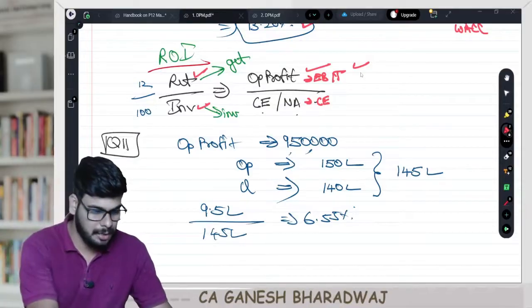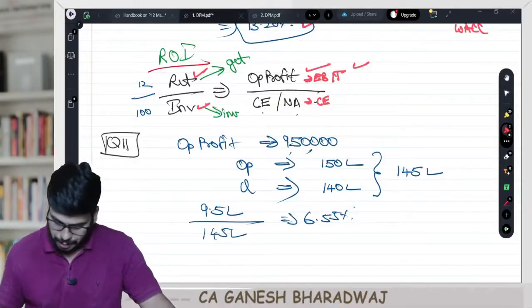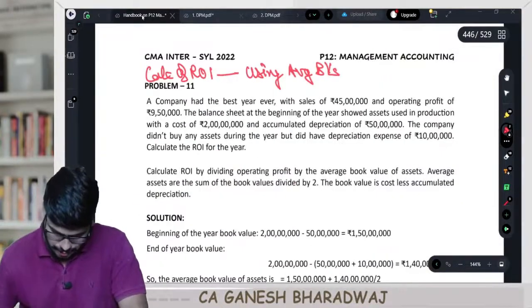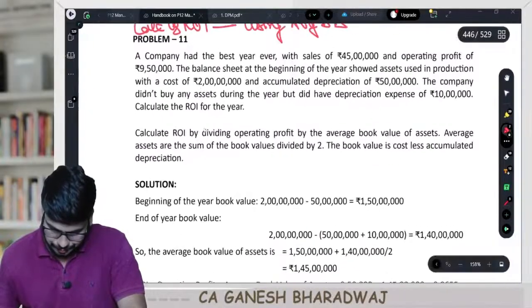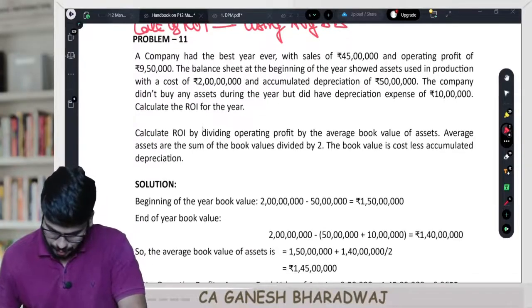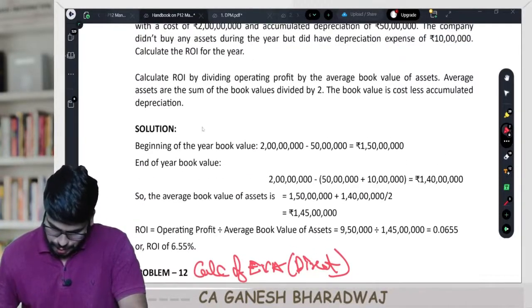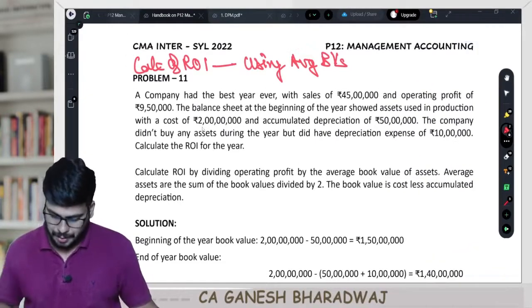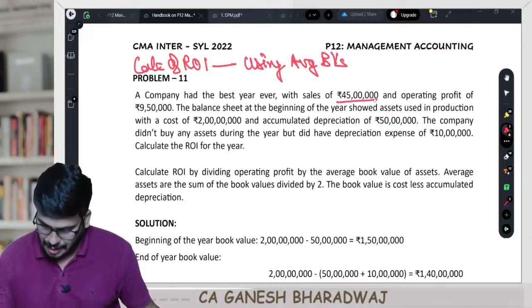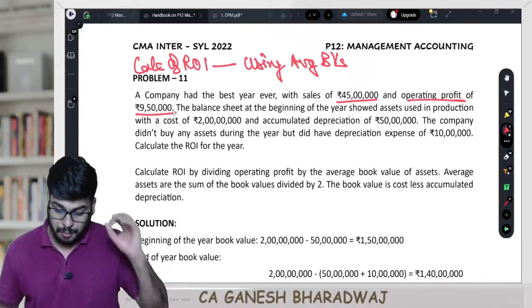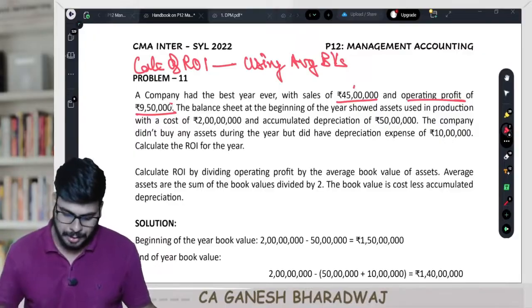Now, let's quickly do one numerical problem with respect to this. So I'll just take question number 11, I guess. Yes. Now look at this question. A company had the best year ever with sales of 45 lakhs and operating profit of 9 lakh 50,000. Right? So what was the sale? 45 lakh. Operating profit 9 lakh 50,000.